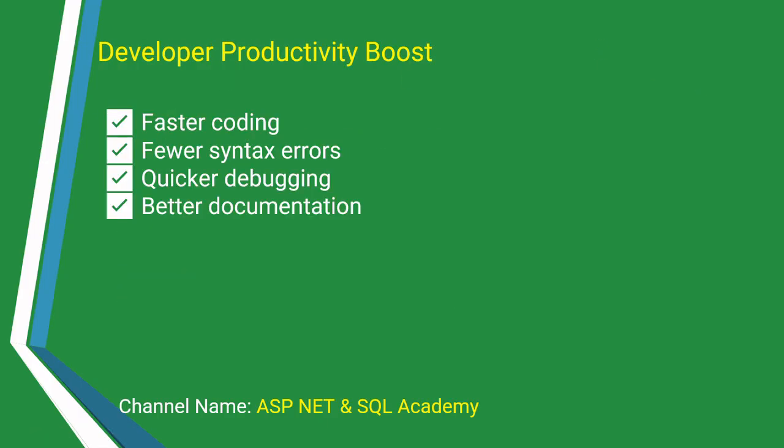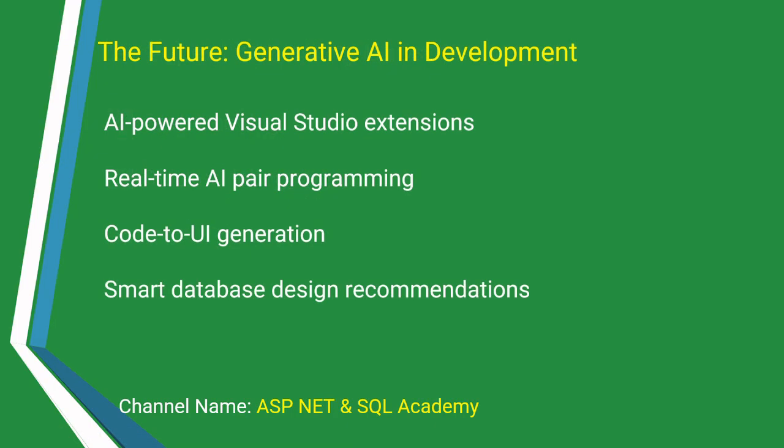With ChatGPT, you become more productive. It handles repetitive code, documentation, and suggestions, so you can focus on logic and design. The future will blend generative AI directly inside Visual Studio. Imagine an assistant that can understand your project, write code, and test automatically.